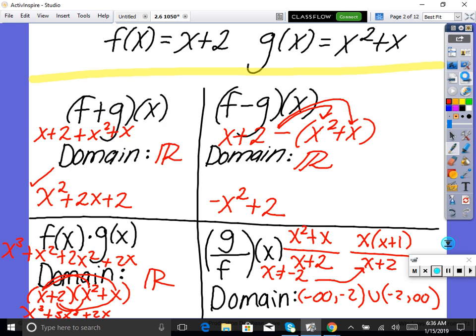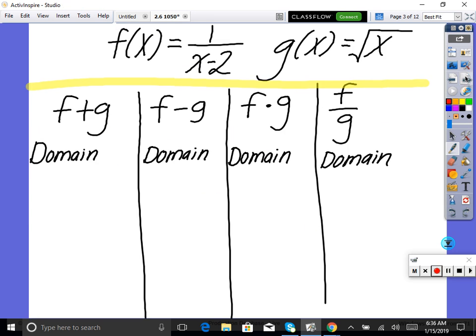So you probably can just watch this next one. It's up to you, but a little bit more advanced functions here. So given f of x is 1 over x minus 2, and then g of x is root x. So it says find f plus g. So 1 over x minus 2, and then add it to g, so plus root x. And we don't need to get a common denominator and do all that. We can just leave it. So from there, that's our answer.